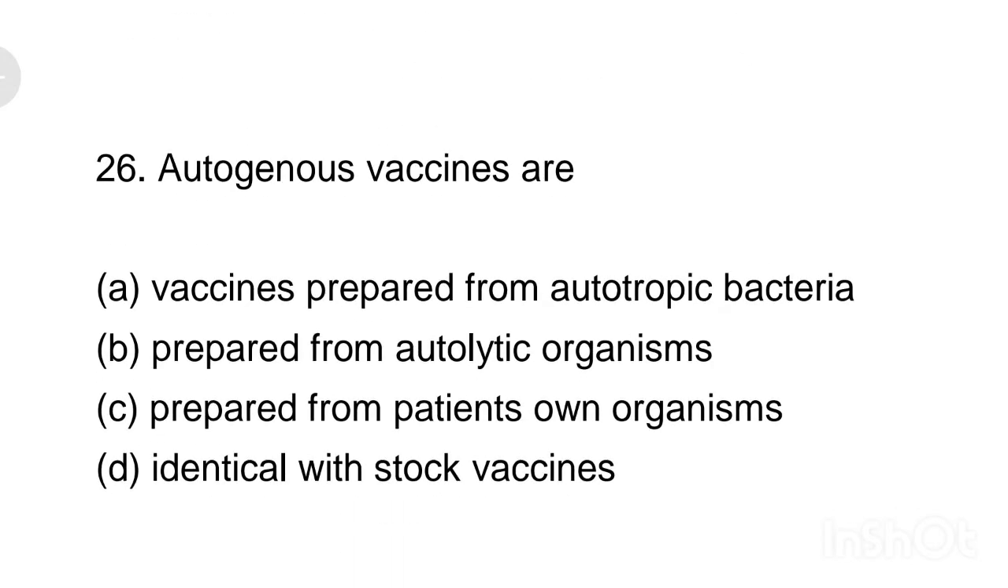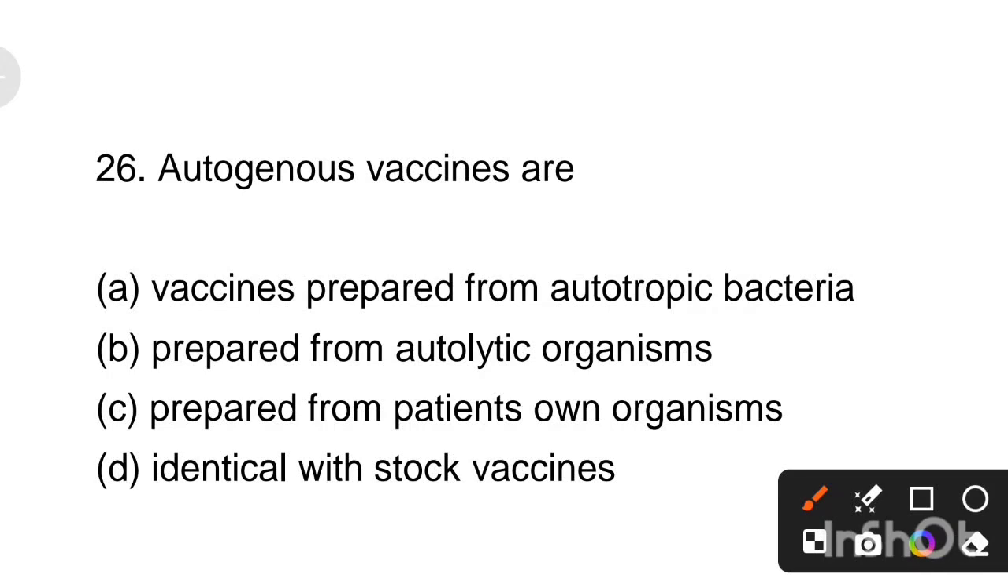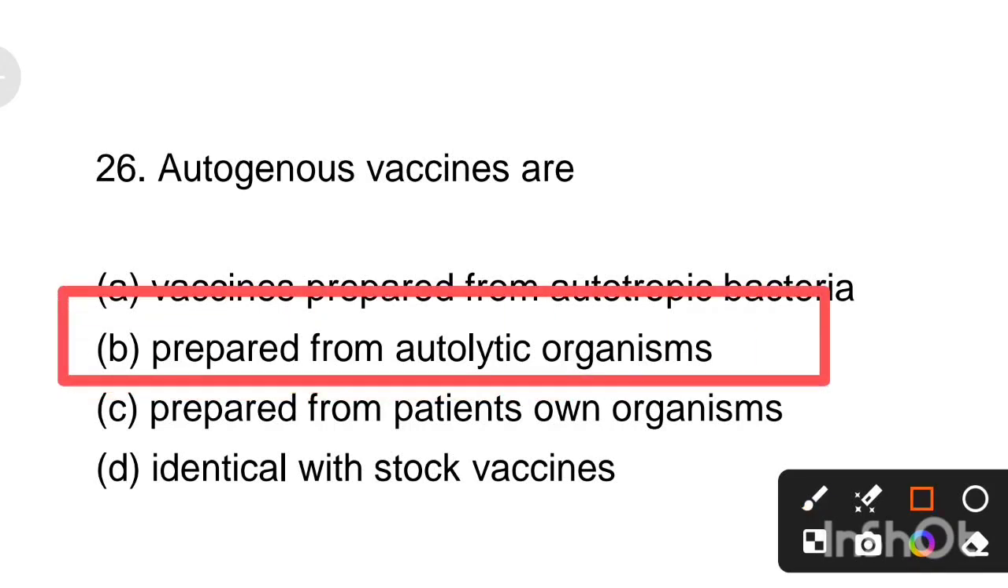Next question. Autogenous vaccines are option A, vaccine prepared from autotrophic bacteria. Option B, prepared from autolytic organism. Option C, prepared from patient's own organism. And option D, identical with stock vaccine. Correct answer is option B. Autogenous vaccines are prepared from autolytic organisms.